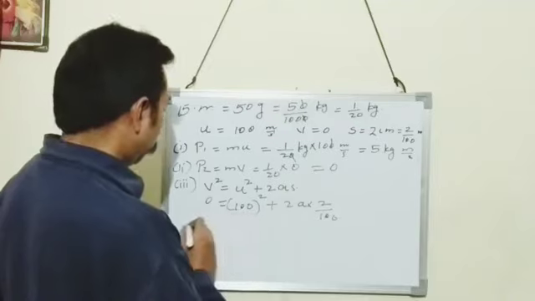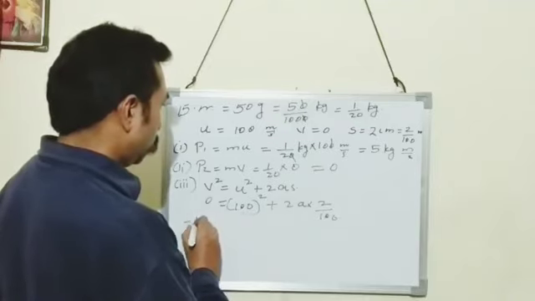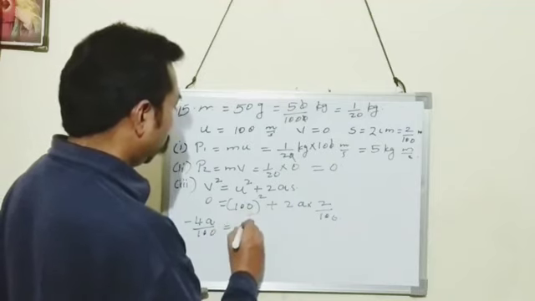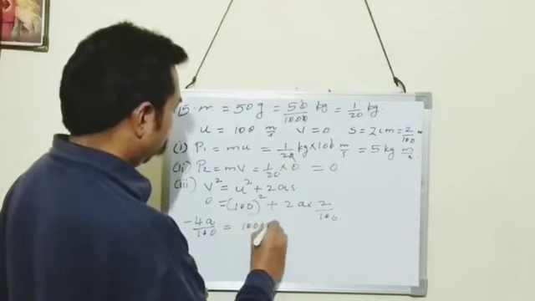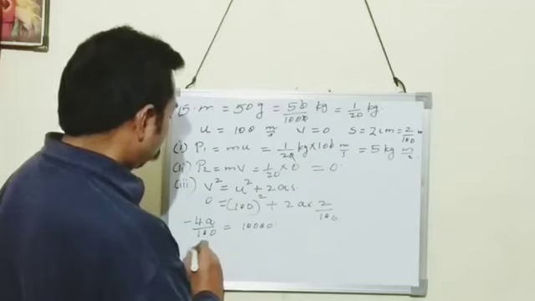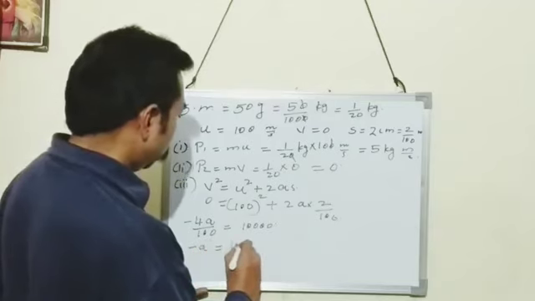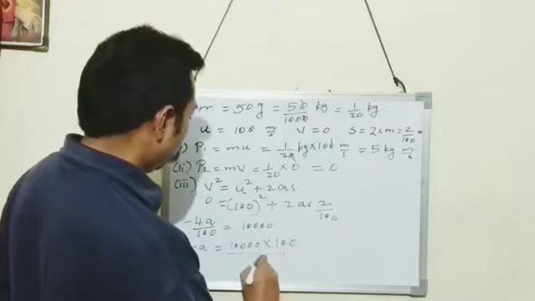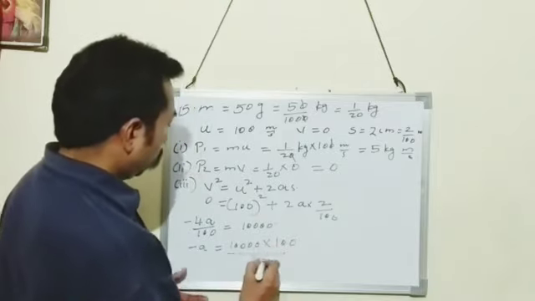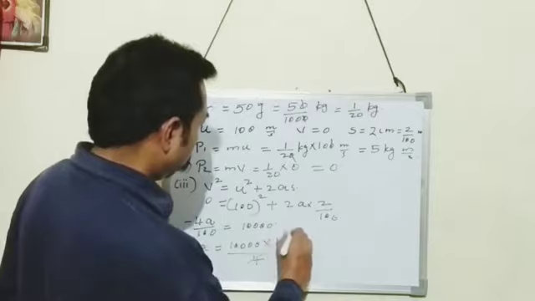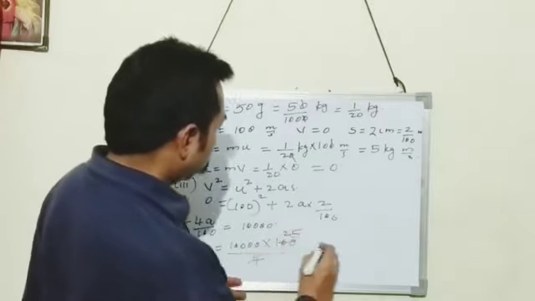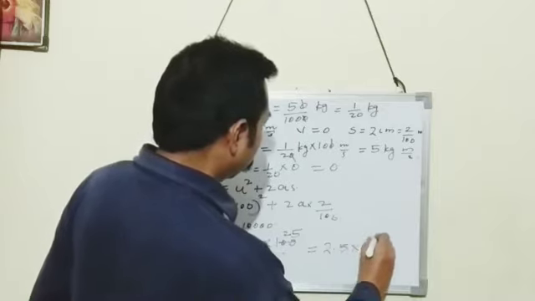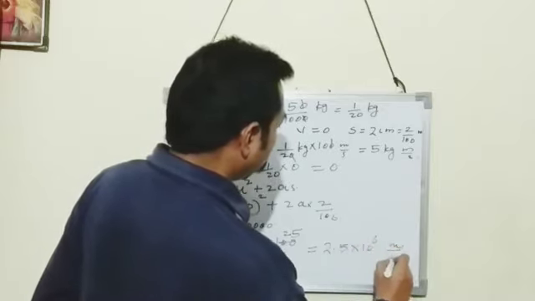So minus 4a upon 100 is equal to 100 square. So there, minus a is equal to 100 upon 4, which is equal to 25. 2.5 into 10 to the power 6 meter per second square.